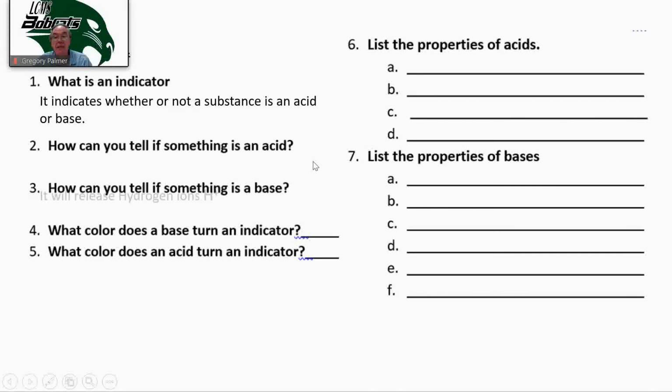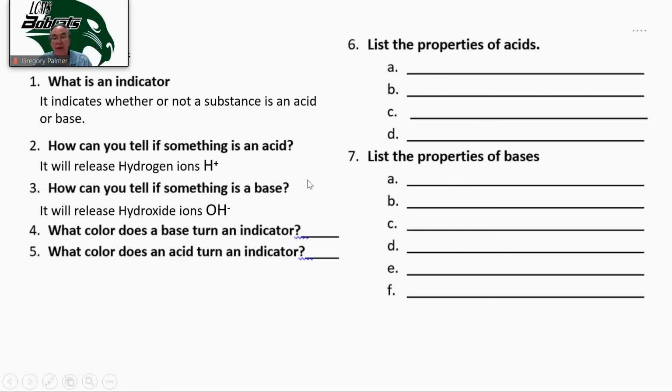How can we tell something is an acid? It'll release hydrogen, or H plus ions. How do we know if something is a base? The hydroxide, or the OH negative ions. What color does a base turn an indicator? Base ends with an E, so our color choices are red or blue. Blue ends with an E, so it turns it blue. What color does acid turn the indicator? Acid ends with a D. Our choices are blue or red. It turns it red. They both end with the same last letter.